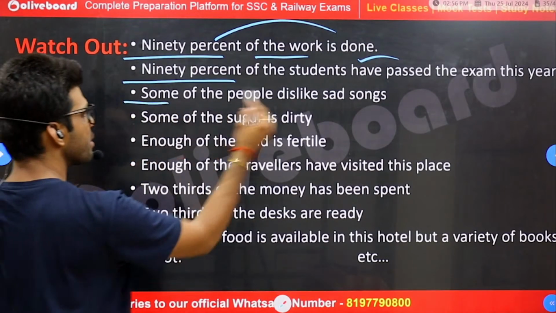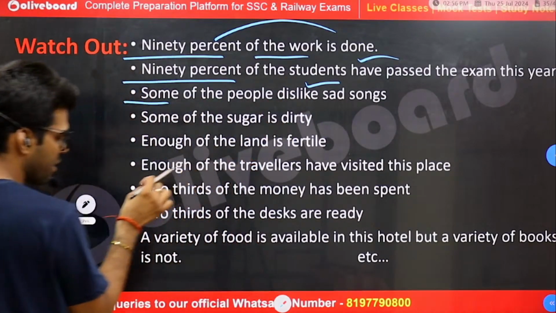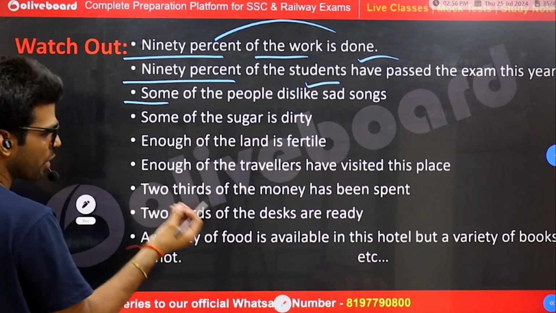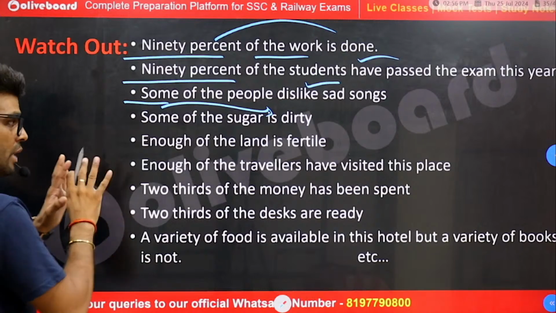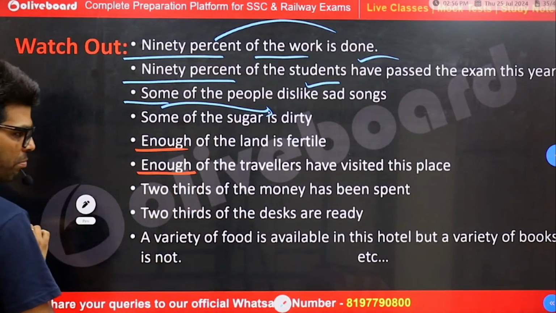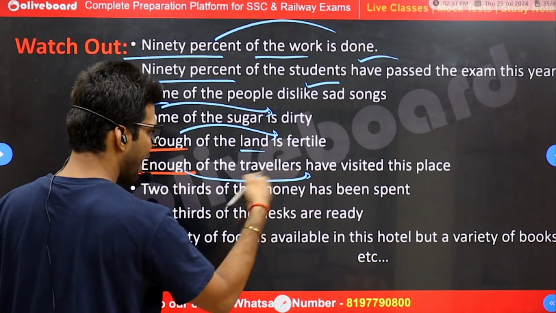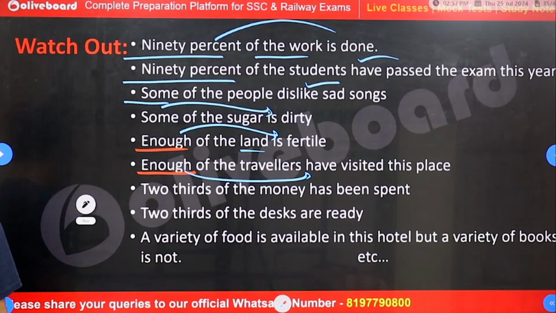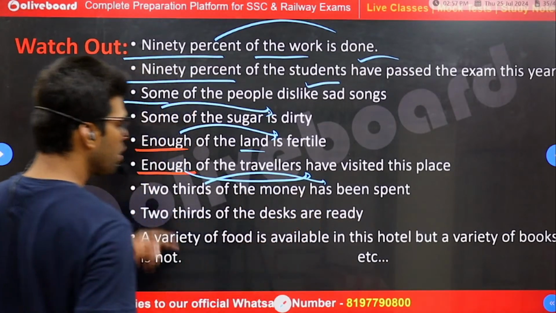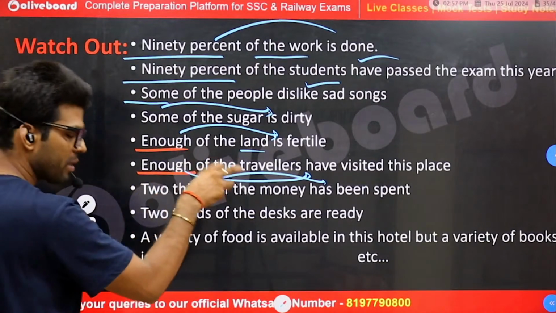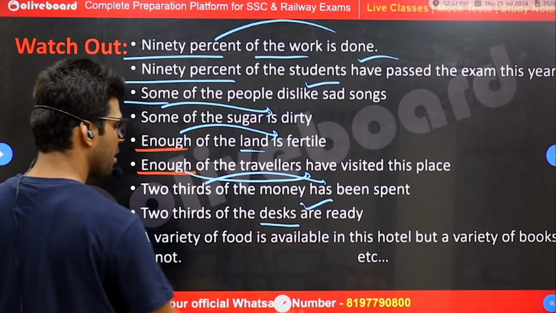Some of the people dislike, because people are countable, some of them 2, 5, 10, 15, that way, no S for a plural subject. But some of the sugar is uncountable. Enough is a subject also. Enough of the land is, uncountable, but enough of the travelers have, because it's a plural word here. Now 2/3 of the money has been spent, money is uncountable, although it seems plural, 2/3, but this is for money, uncountable. But 2/3 of the desks are ready.